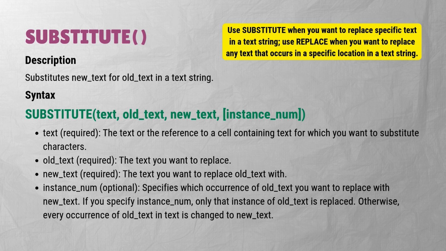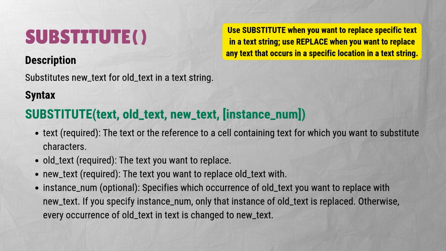Then next, SUBSTITUTE. Here it's important to know that we use SUBSTITUTE when we want to replace specific text, and as we mentioned, we use REPLACE when we want to replace any text that occurs in a specific location. So SUBSTITUTE essentially takes 4 parameters, one is optional. We got the text, which is the cell where we want to replace the string. The old text is the string we want to replace, so we have to provide exactly what we want to replace. New text is what we want to replace it with, and there's this additional optional parameter that specifies which occurrence we want to replace.